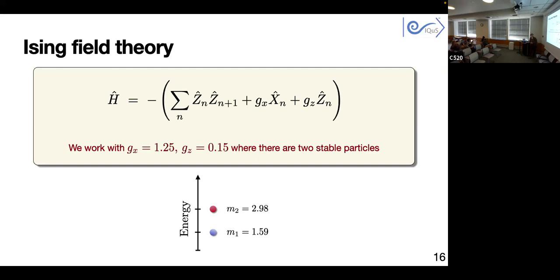And what I mean when I say stable particles is that there is no kinematically allowed process that allows particles to decay into any other particles. So that's what I mean by stable.